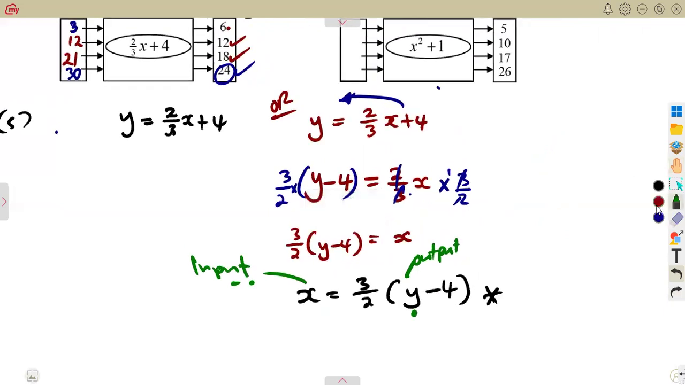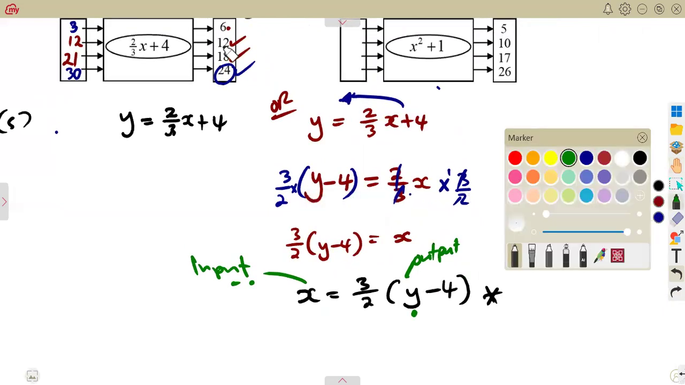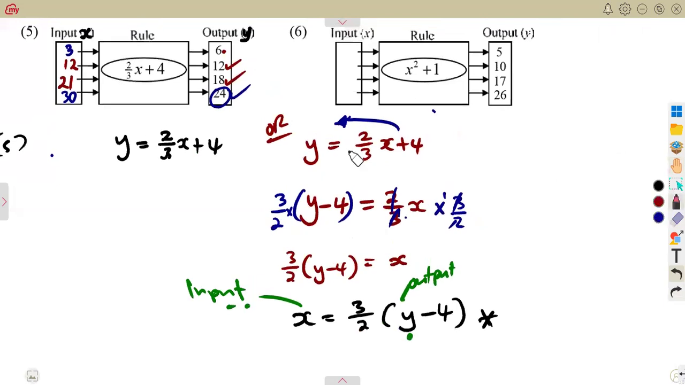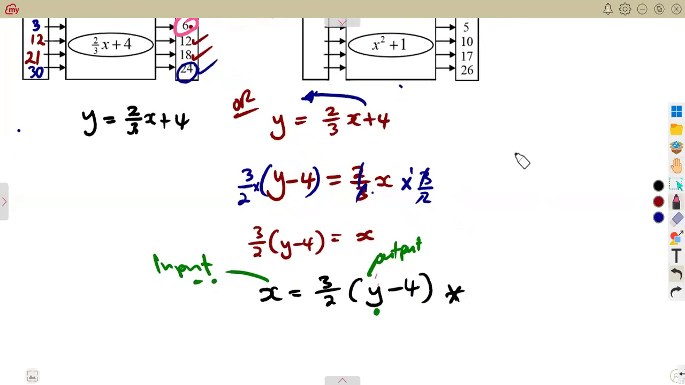All right, so let's take our output values. Let's start with what we have. When y is 6, in place of y you're going to put a 6 there. So meaning to say x was going to be 3 over 2 into 6 minus 4, sorry, 6 minus 4, just like that.